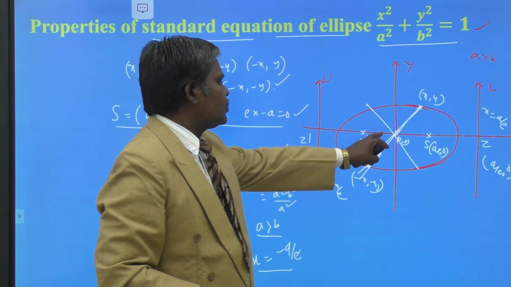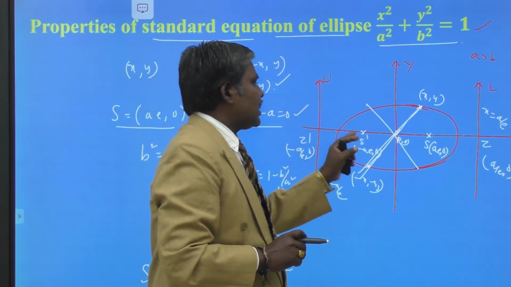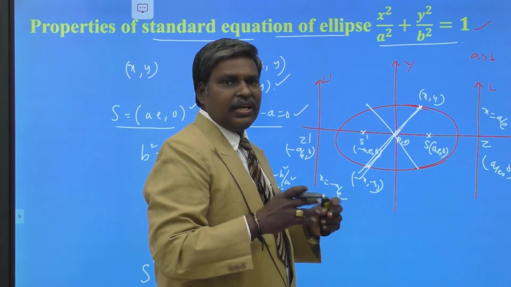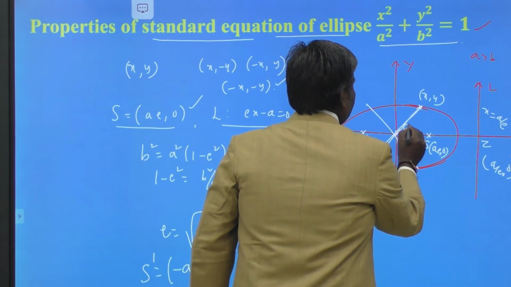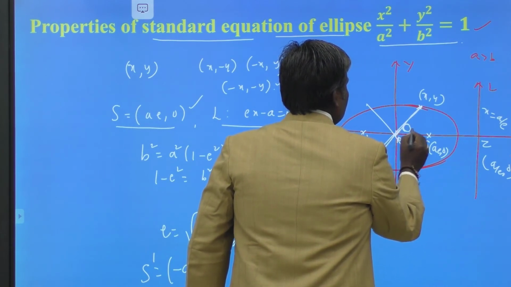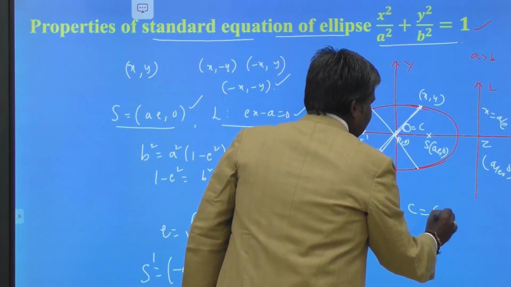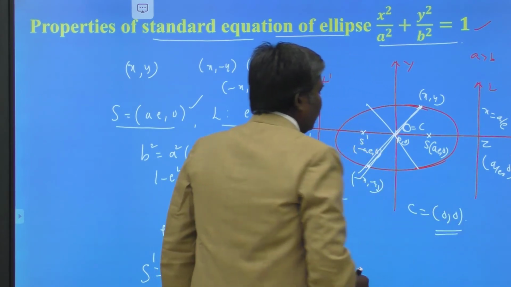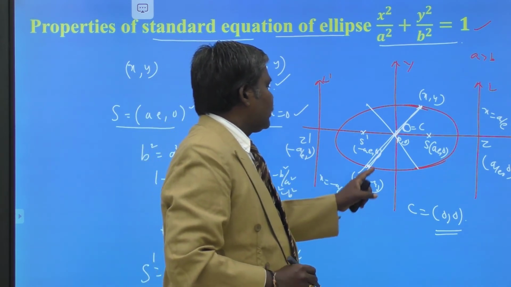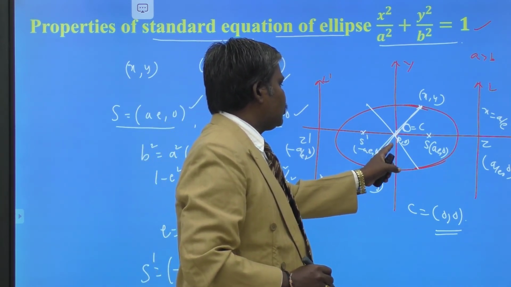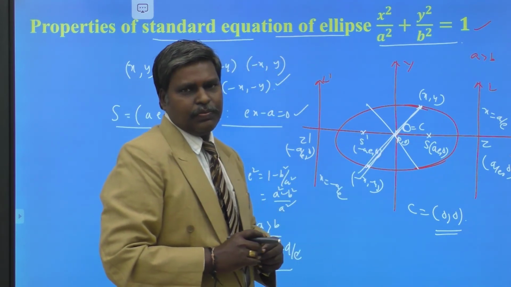So, we choose that origin as the center of the ellipse. So, it is a central conic. For a parabola, there is no center. But in an ellipse, C is the center of the ellipse. This is the origin, this is C, the center of the ellipse. Its coordinates are (0, 0). Therefore, it has center (0, 0) with foci (ae, 0) and (-ae, 0).